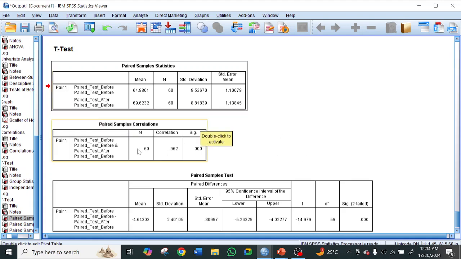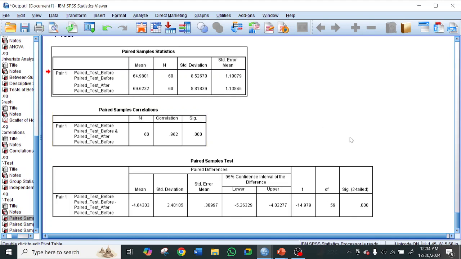Then we also see correlation coming in now, and the correlation here is 0.96. We can see that there is a strong correlation between both of them. Then we have the standard error of the mean, the standard deviation, the mean difference, the standard error of the mean difference, lower. Then we have the t-test, degrees of freedom.